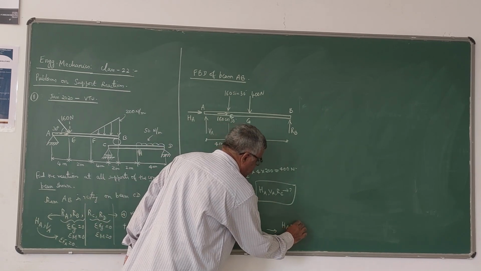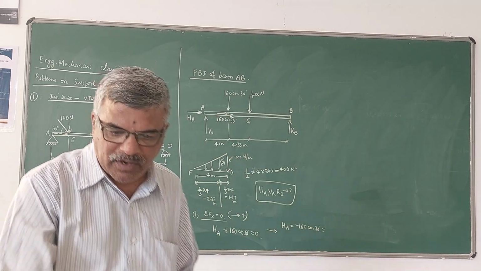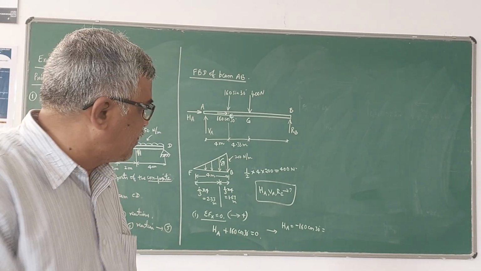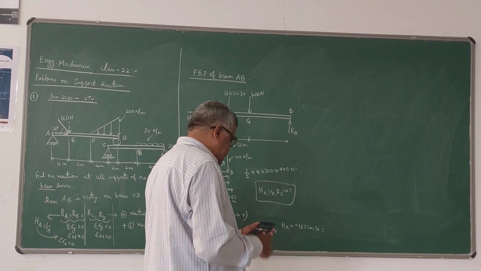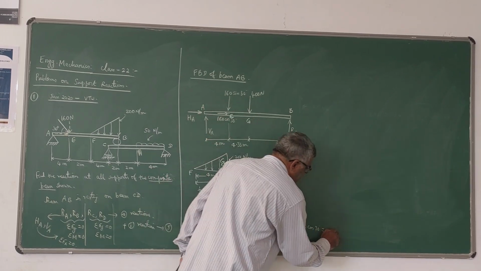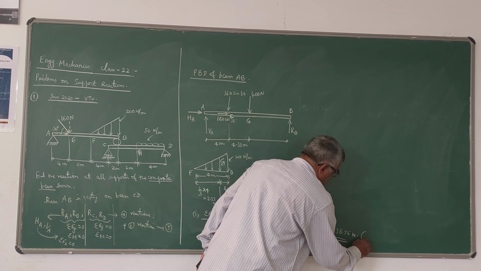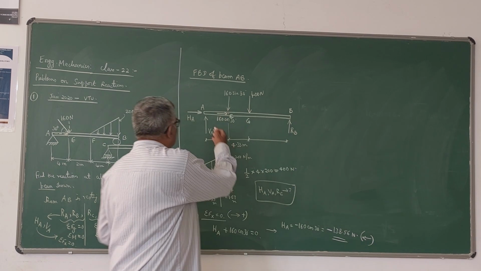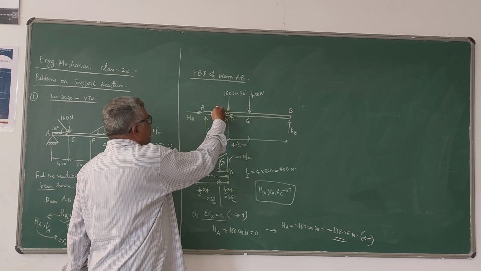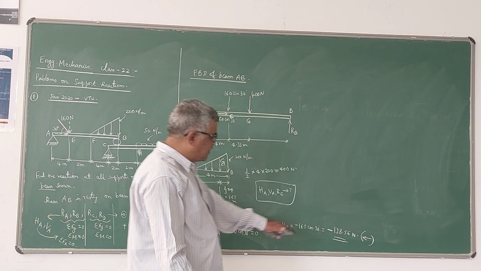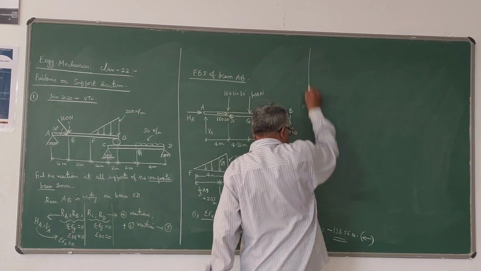HA is equal to minus 160 cos 30, which is minus 160 into cos 30, 138.56, so minus 138.56 Newton. The negative sign indicates that the reaction is in the other direction. HA I have assumed like this, but naturally it will be the other direction, because the force is in this direction, so definitely the reaction should be in the opposite direction. So one reaction we got.